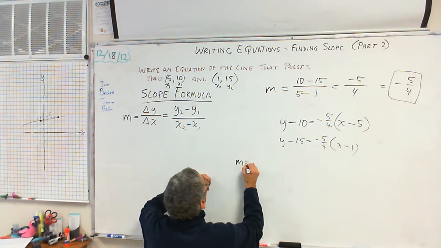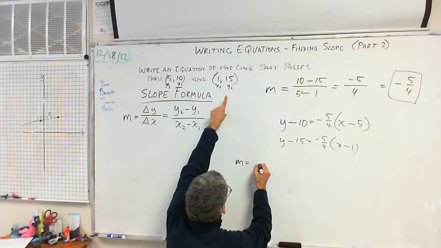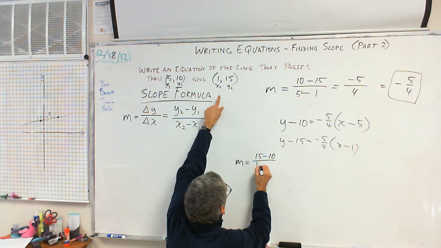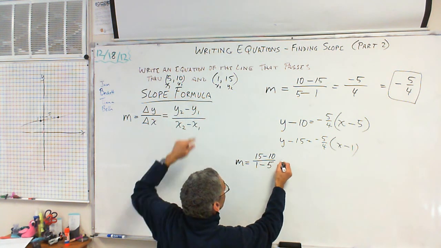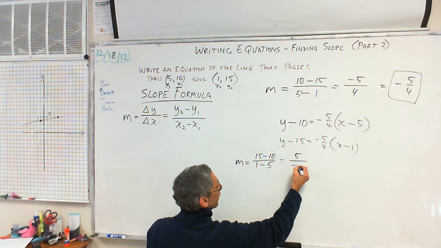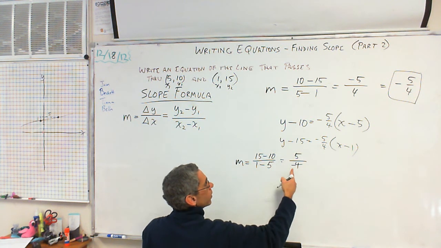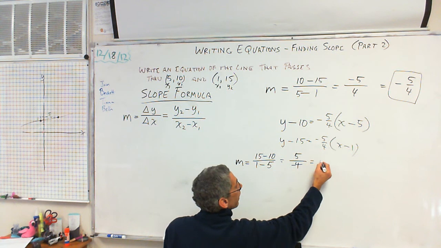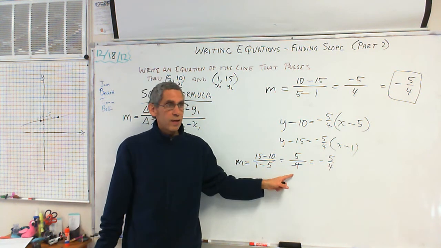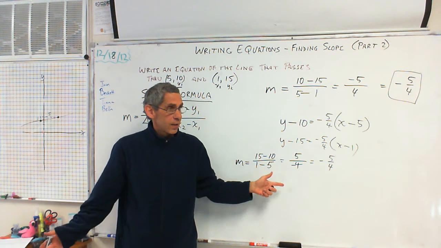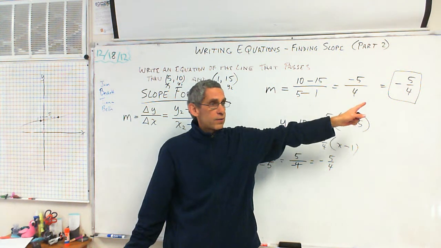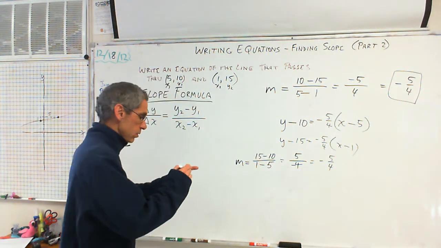So m is equal to y2, so that's 15, minus 10, over 1 minus 5. The bottom is negative, so it's going to be 5 over negative 4, which is the same thing as negative 5 fourths. Doesn't matter. If there's only one negative in the denominator, then the whole fraction is negative. If the negative's in the numerator, the whole fraction is negative. You with me? Let's try one more.